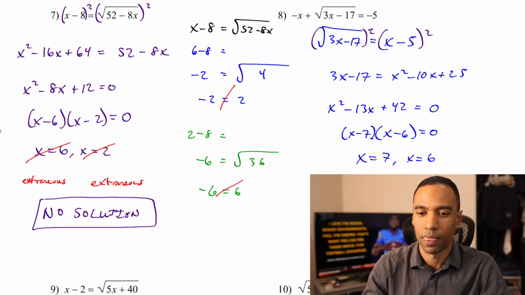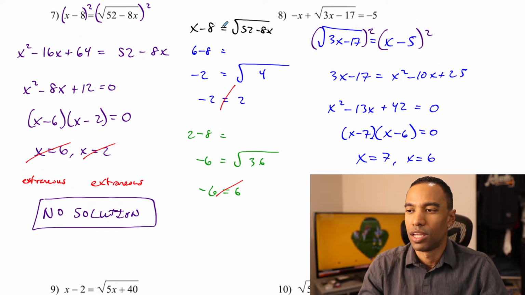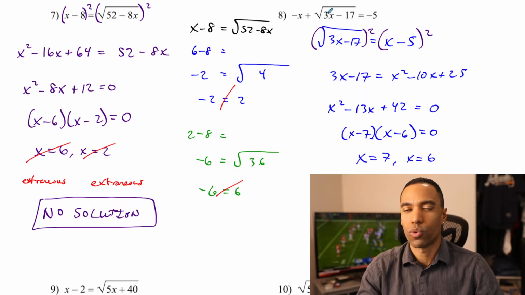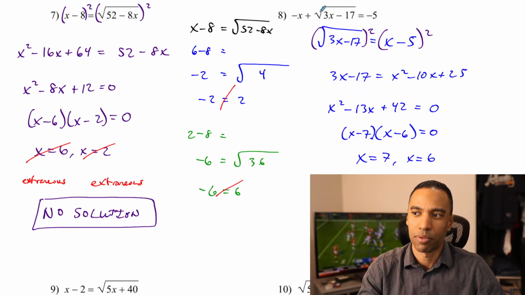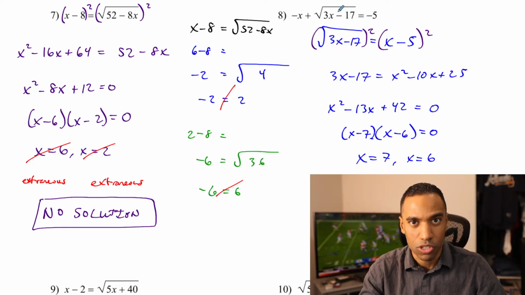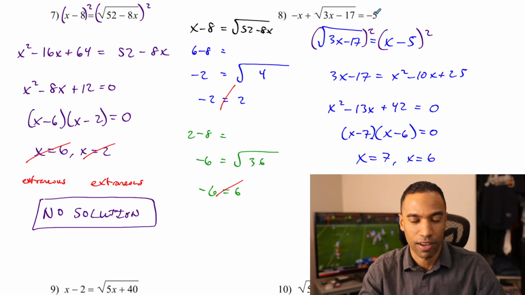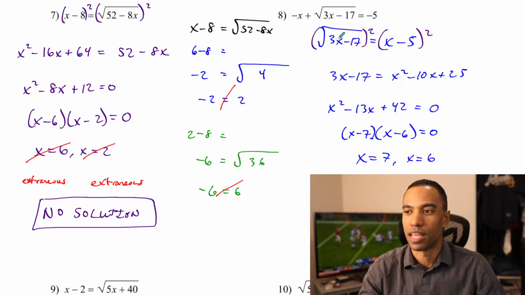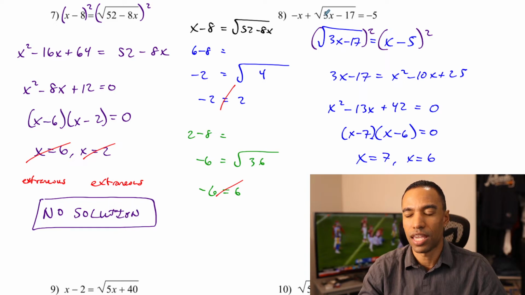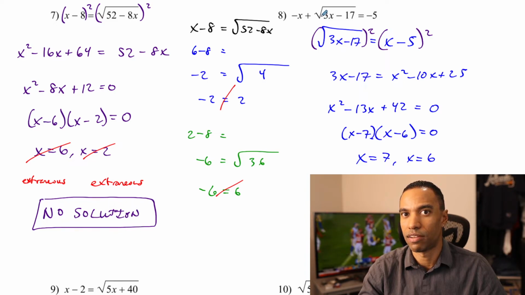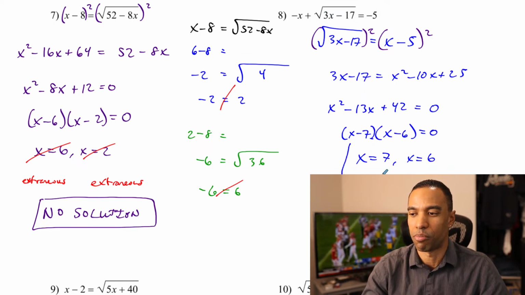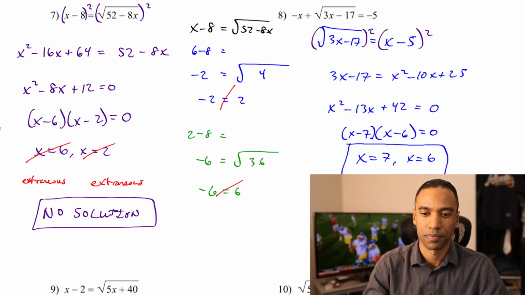Let's check them. 7. Negative 7 plus the square root of 21 minus 7, negative 7 plus square root of 4, negative 7 plus 2. That's negative 5. 7 checks out. 6. Negative 6 plus the square root of 18 minus 17, which is 1. Negative 6 plus 1 is negative 5. That also checks out. Both solutions work there.